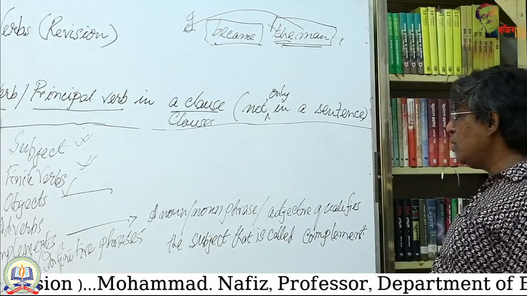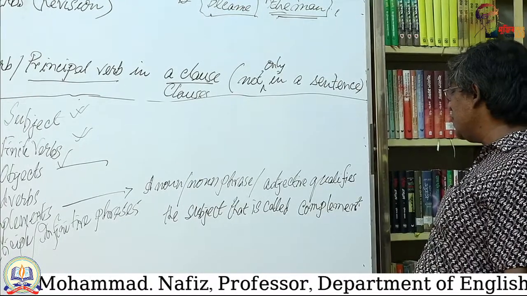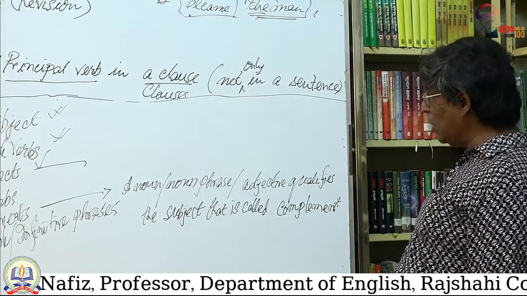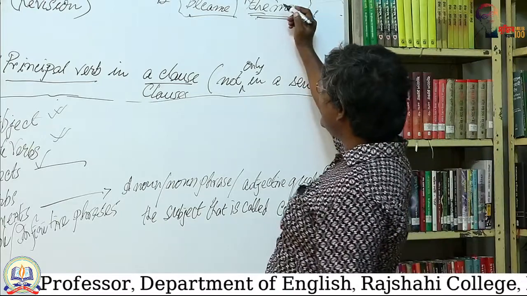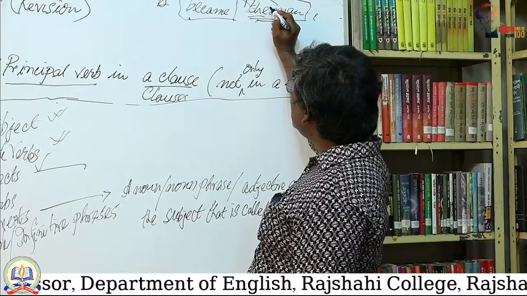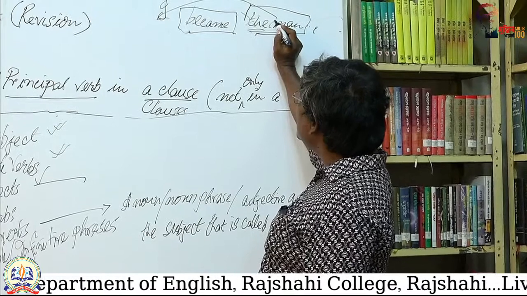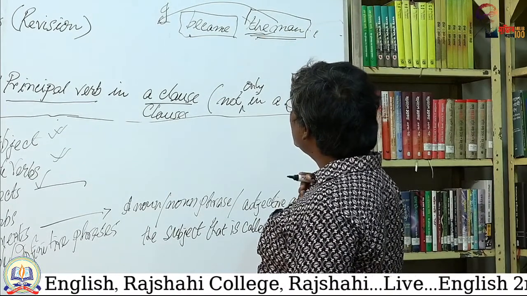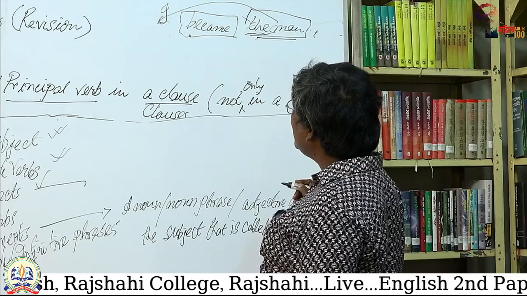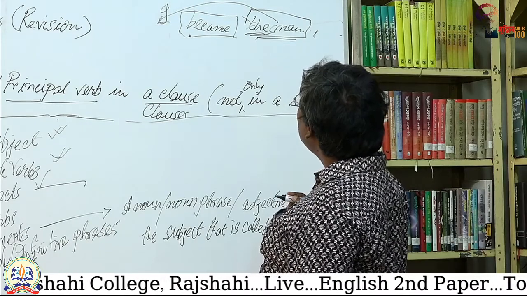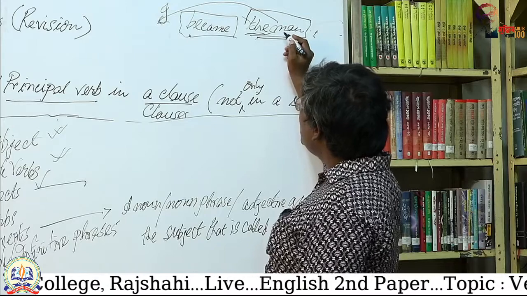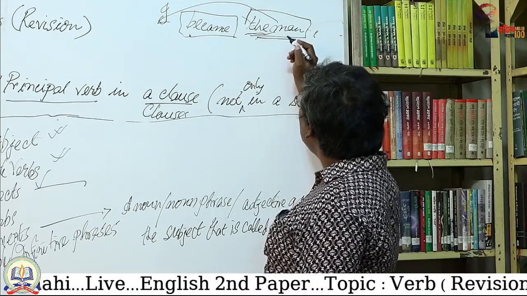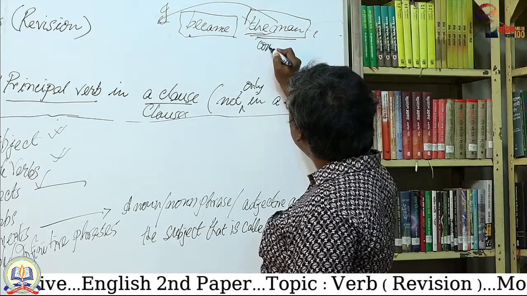When a noun or noun phrase or adjective qualifies the subject of the sentence, that is called complement. In the sentence I am pointing to, you see the noun phrase the man is used after the finite verb became, and this the man is qualifying the subject I. Therefore, the man is a complement.